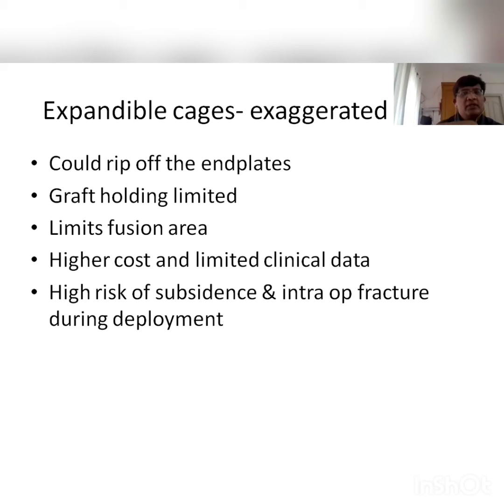And we know that these interbody cages need to be placed between two intact end plates to make sure that they remain firm. Otherwise, these cages can move around and cause instability, back pain, and even neurological deficits. The second problem is that the graft holding is very limited in these devices. Even though fusion occurs outside the graft more than inside, this property significantly limits the fusion area available in the body area. The higher cost involved and limited clinical data are also against the use of such devices, and of course the very high risk of subsidence.